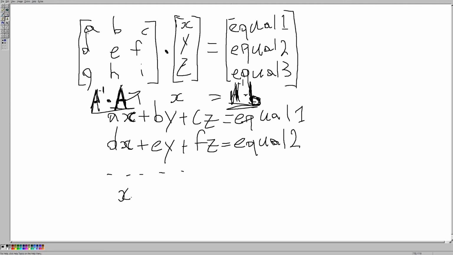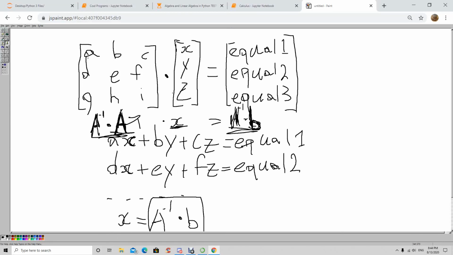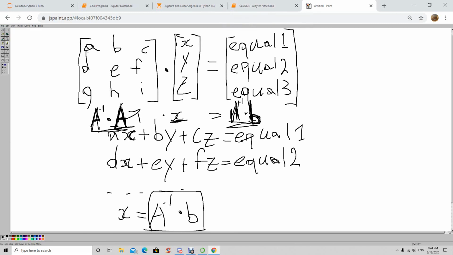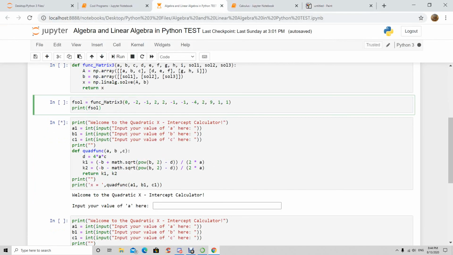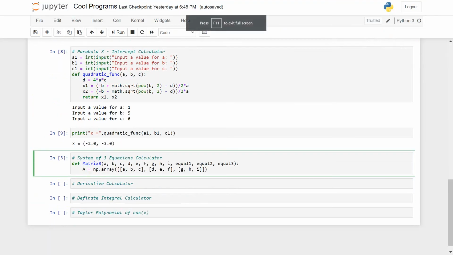Okay, so final x is equal to, and the identity matrix multiplied by any other matrix is just that matrix. It's commutative as well in this case. So A inverse multiplied by B. That is our solution, and that is what our program will solve for. Okay? Cool programs.